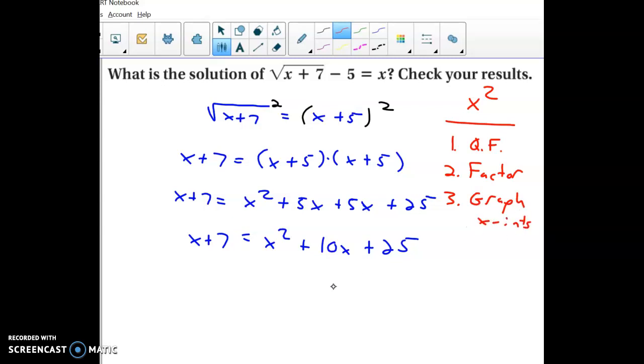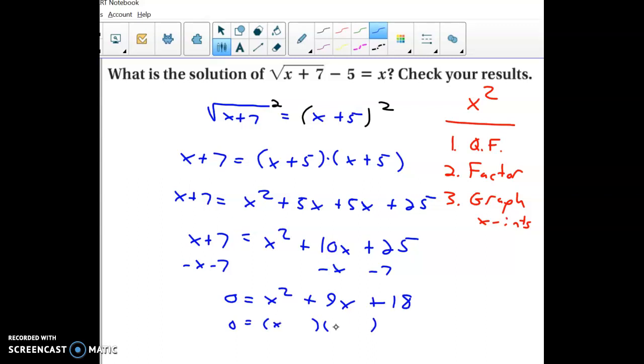Okay, any of those methods, we need 0 on one side, so I'm going to do that next by minus an x and minus a 7. So 0 equals x squared plus 9x plus 18. All right, and then again, if you love quad formula, knock yourself out. But generally factoring, these ones should factor and they'll be pretty easy.